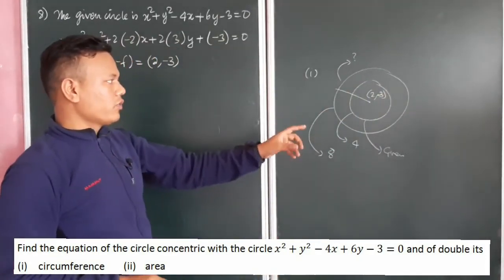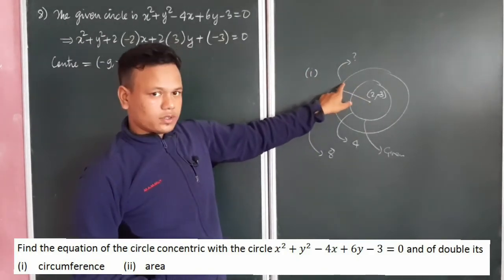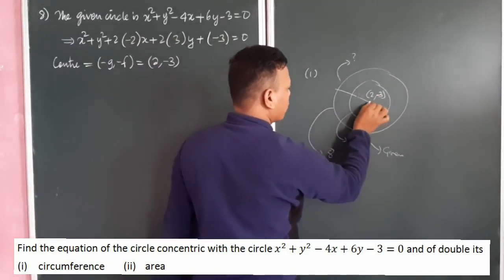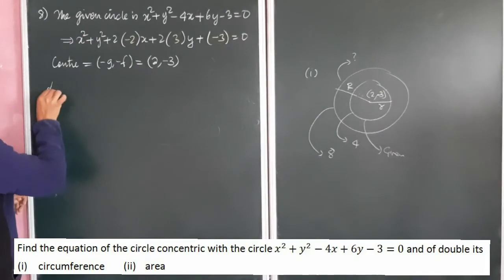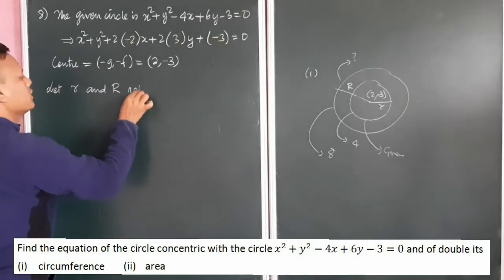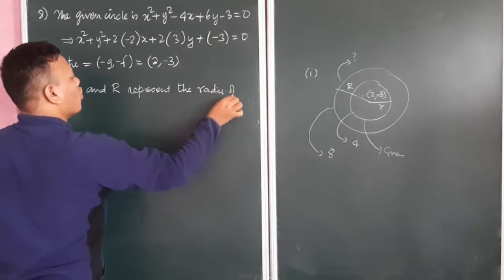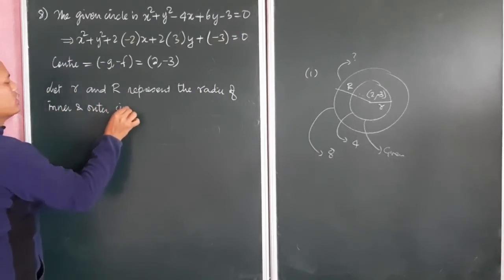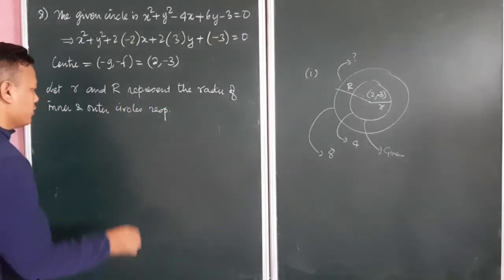Now our aim is to find, according to the question, let me write the inner radius to be small r, and the outer radius to be capital R. So let r and R represent the radii of the inner and outer circles respectively.